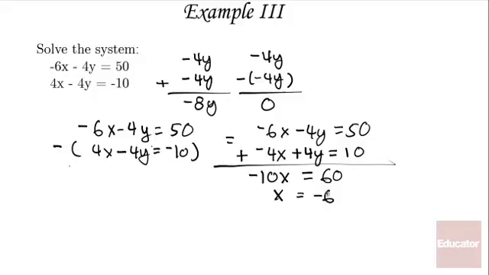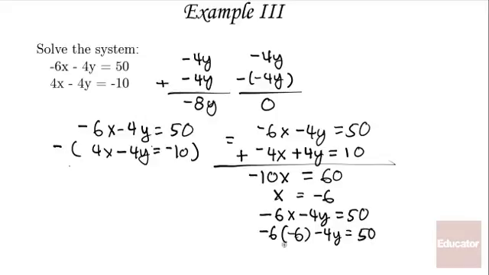Now we're at the point where we just go ahead and substitute in for that first equation. Minus 6x minus 4y equals 50. Substitute negative 6 in. So that's negative 6 times negative 6 minus 4y equals 50. Or 36 minus 4y equals 50, which gives me negative 4y equals 14.